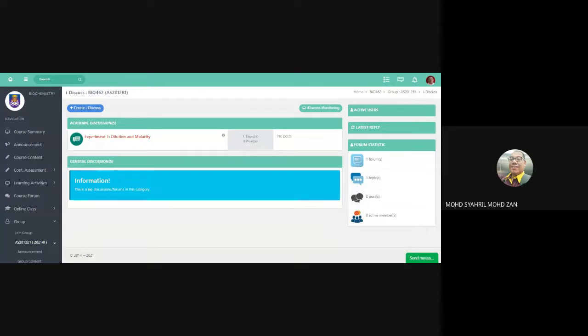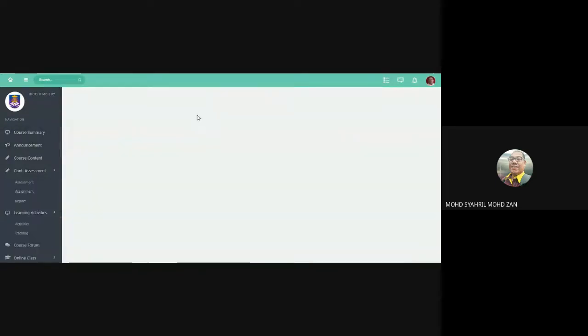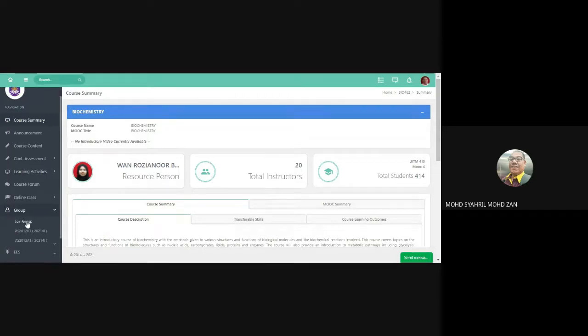Alright, so this is the interface of UFeature. Everyone has opened UFeature, right? Have you opened UFeature before? Yes sir. Okay, the interface for lecturers and students is different. Don't be confused. What's important is that when you open your UFeature, quickly go for your iDiscussion.